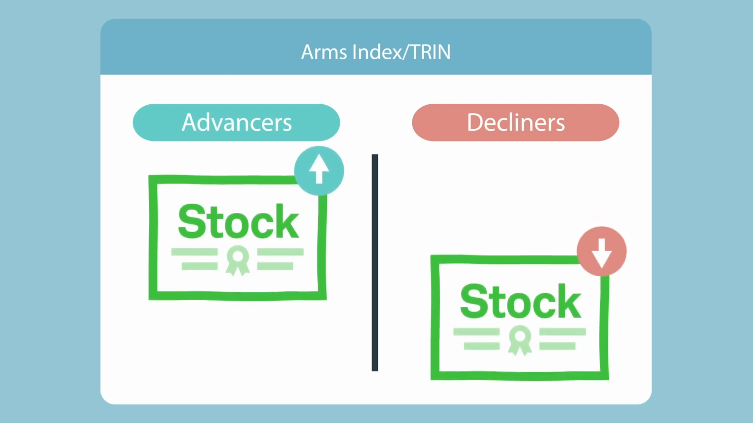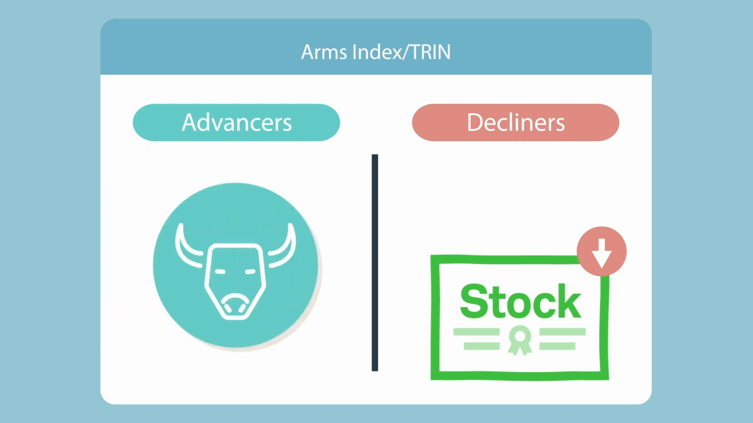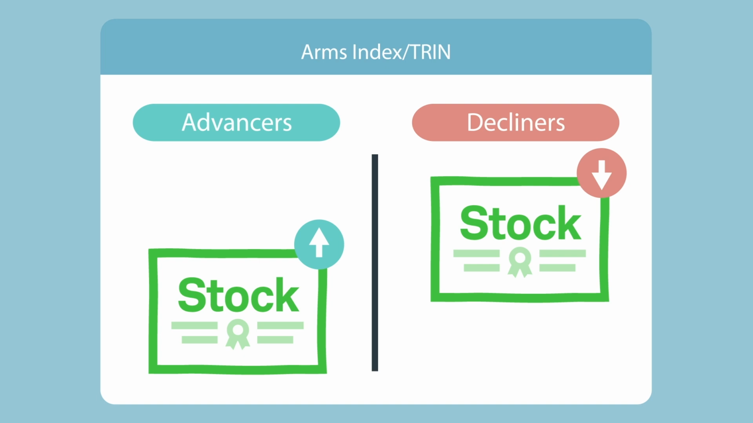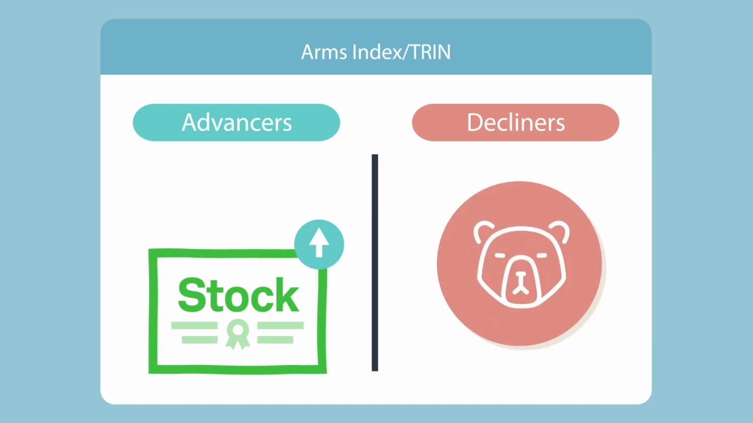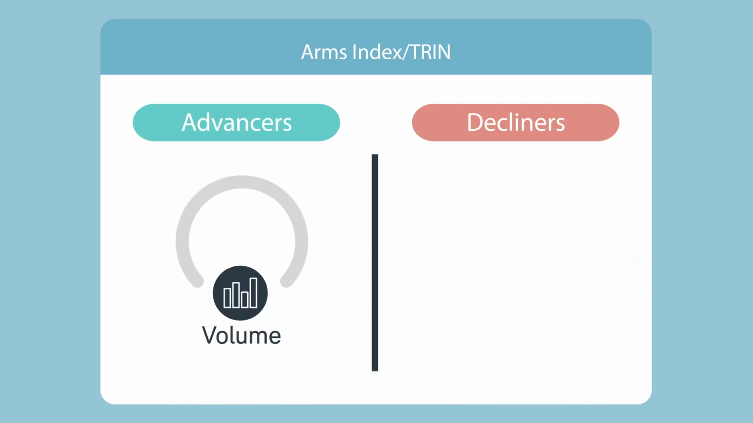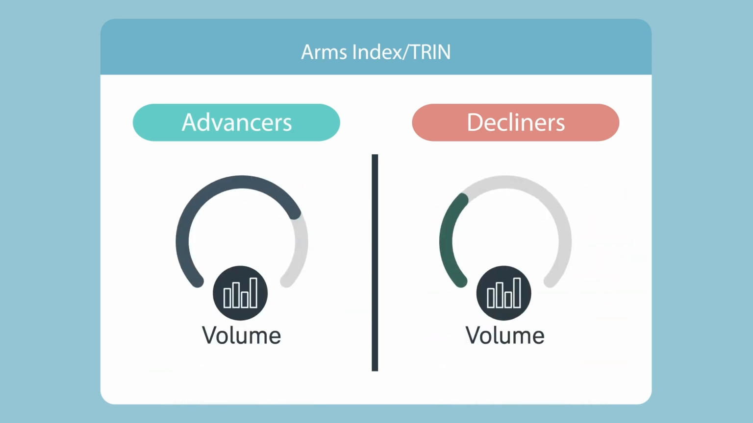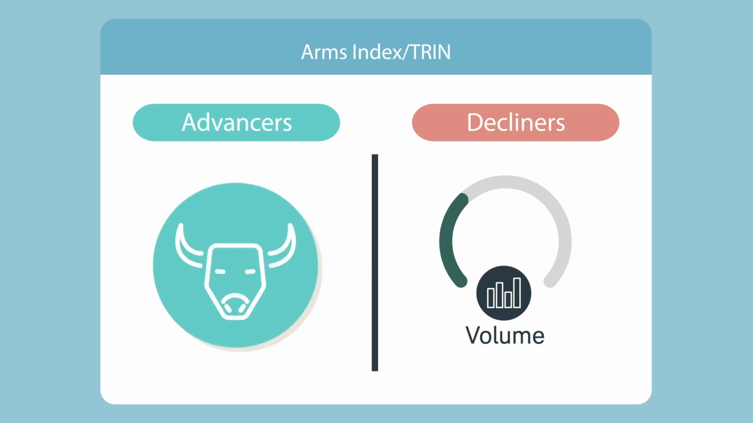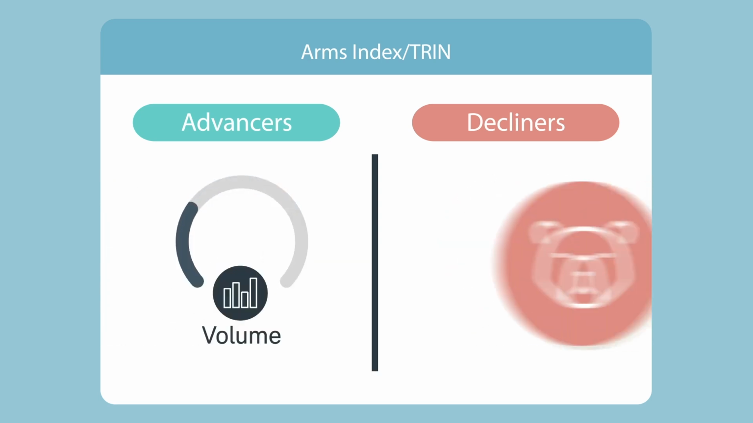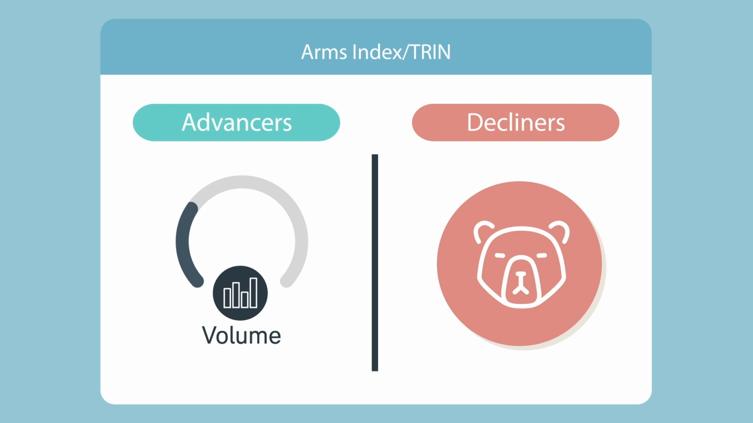If advancers outnumber decliners when the market is uptrending, then it suggests that the rally is broad-based and strong. If the decliners outnumber the advancers during an uptrend, the uptrend is weakening. Next, the ARMS Index compares the volume for advancers to the volume of decliners. If advancers are seeing high volume, this means more money is flowing into bullish stocks. If the decliners are experiencing high volume, then money is flowing out of stocks and into other investments.